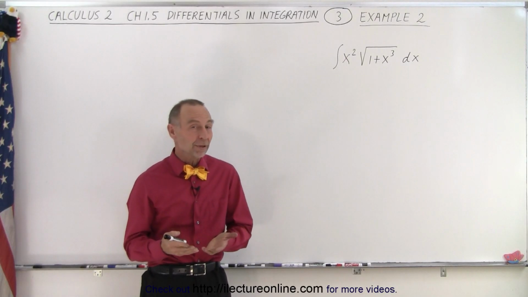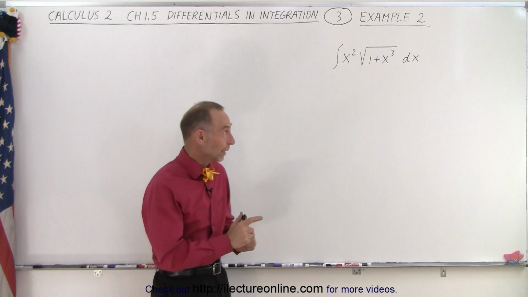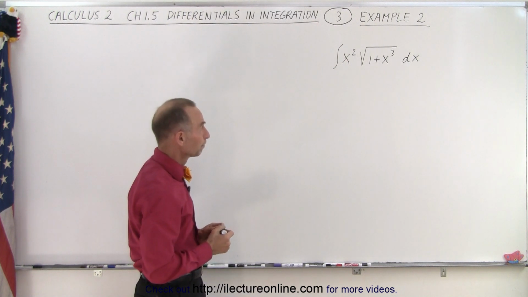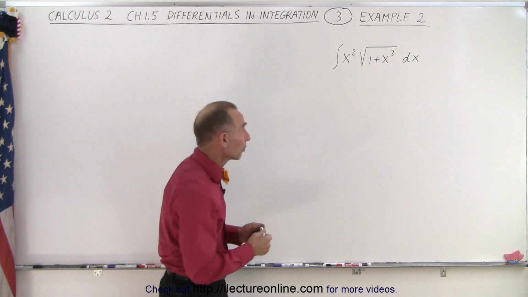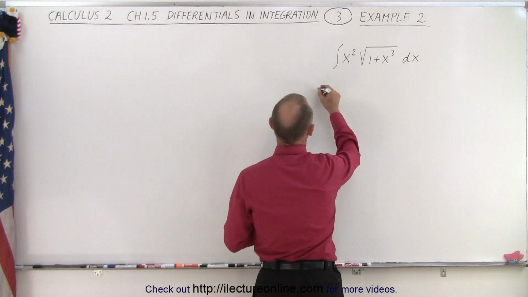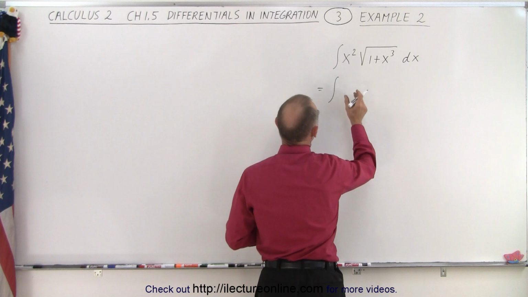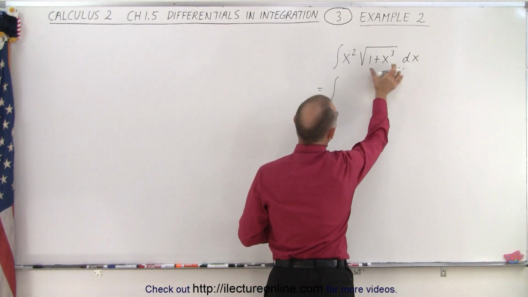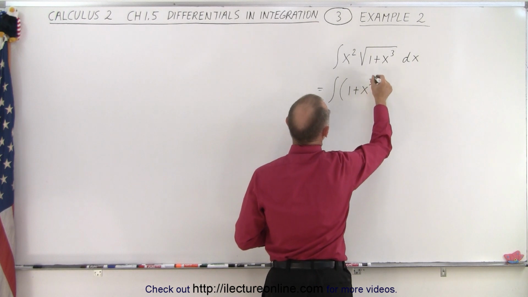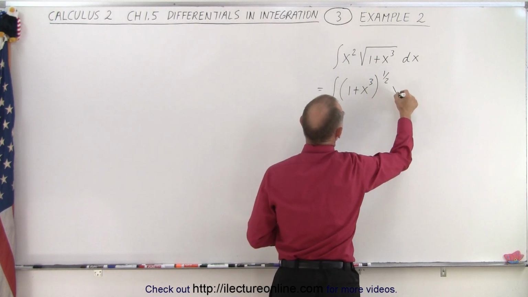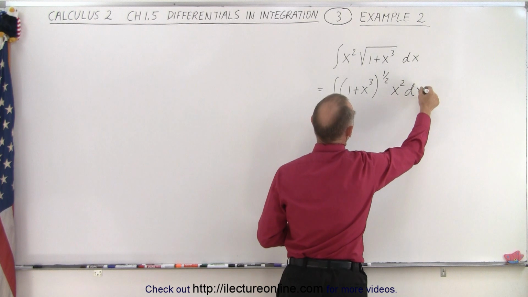Here's our second example of how to find the proper differential so we can integrate this integral. First of all, whenever there's a radical like that, I like to replace it by an exponential form. So I'm going to rewrite this. So this can be written as the integral, and I'm going to write this over here and put this in the front. So I end up with 1 plus x cubed to the 1/2 power times x squared dx.